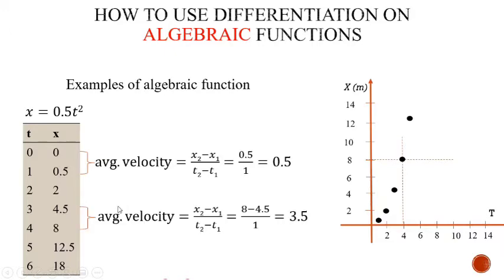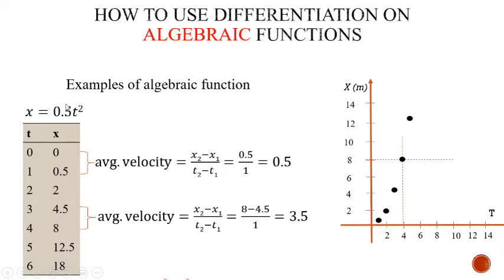Let us see this for a different case. Here we can see the change in position is 8 minus 4.5, and change in time is again 1 second. So here average velocity is 3.5. If you compare, you will understand that the velocity or average velocity is increasing. That means the instantaneous velocity at every point is increasing, and this is a case of accelerated motion.